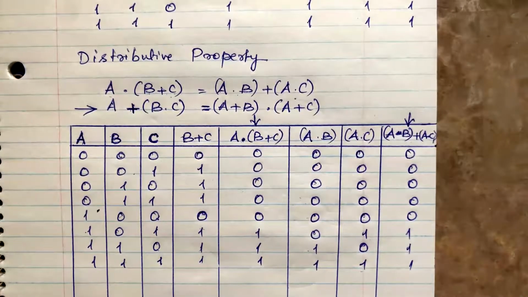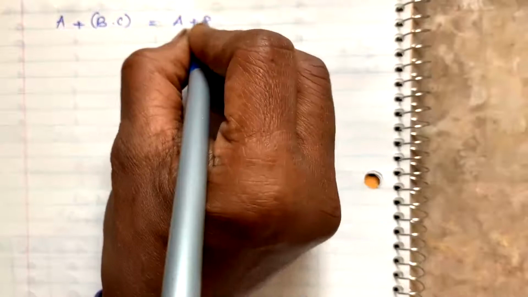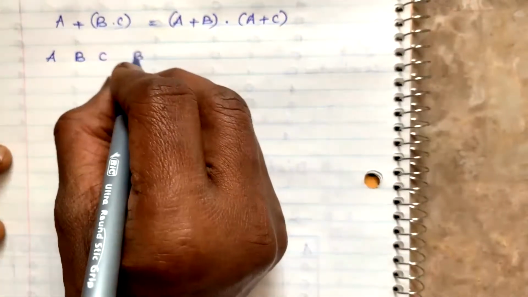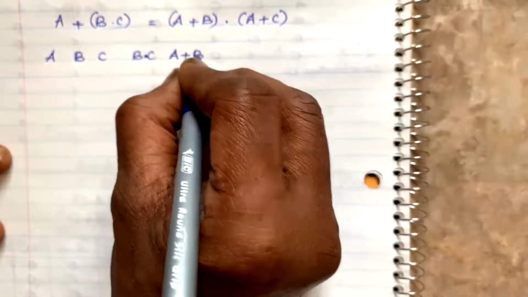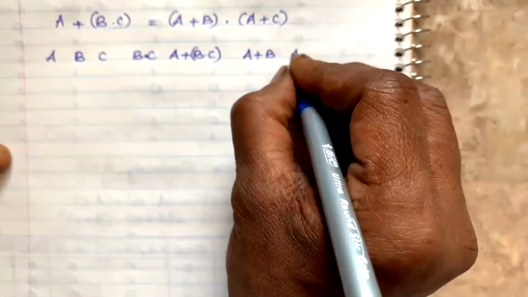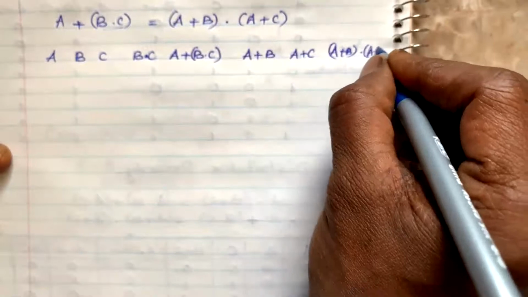Now I'm going to prove A plus B dot C is A plus B dot A plus C. Okay, A plus B dot C, dot A plus C. 3 columns, A, B, C. For the left hand side, I need a B dot C. And then I need A plus B dot C. Next, for the other side, I need A plus B. I need A plus C. And then I have A plus B dot A plus C.